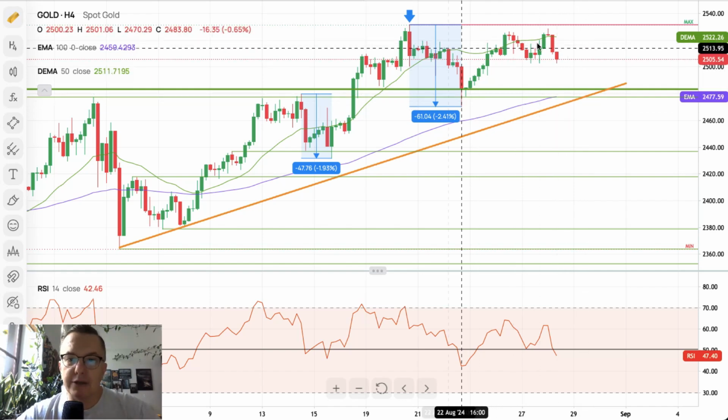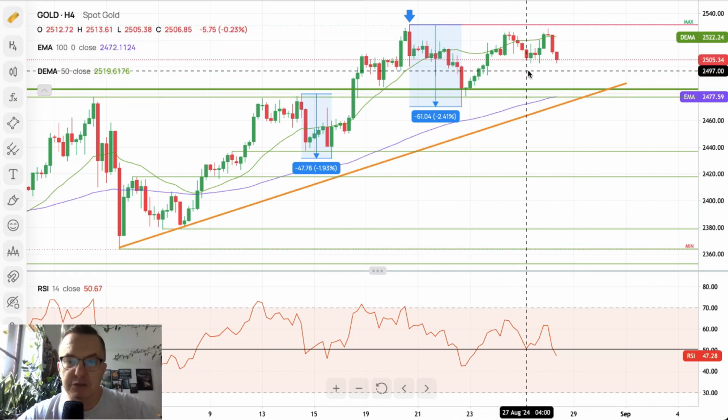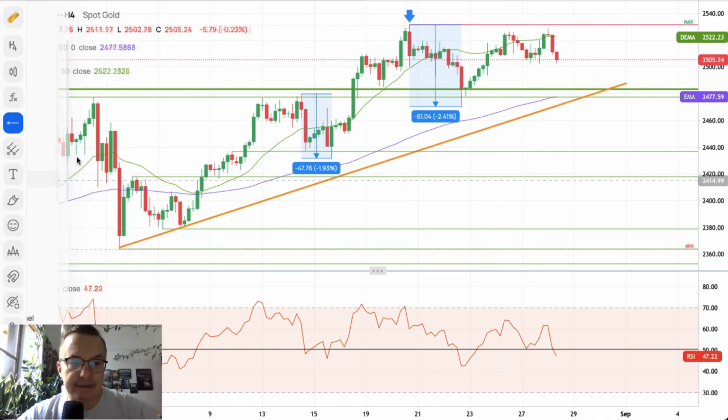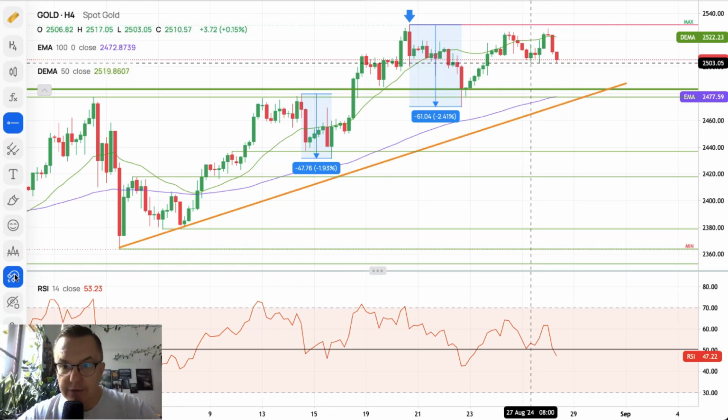Bears are trying to pressure the market, to push the market lower. Intraday technical support, very weak one, however it's still here.